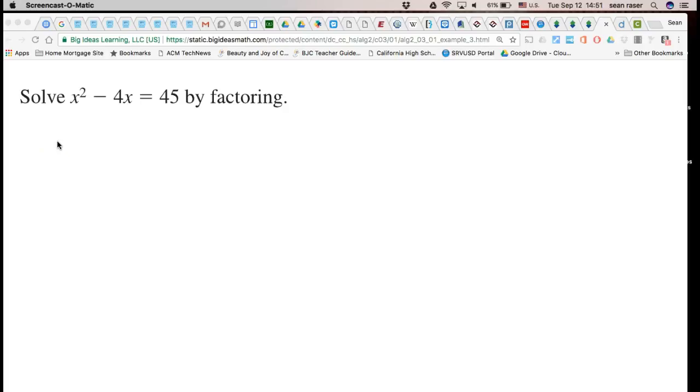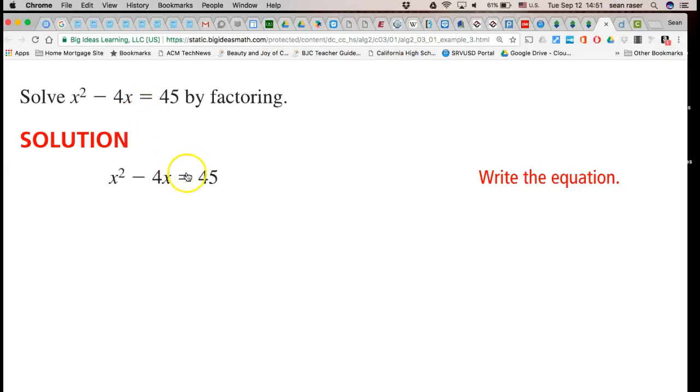two binomials. So what we need to do first, before we can even get ready to factor, we have to make sure that we've put our equation, our function, in standard form. So here we've got x squared minus 4x equals 45. So what we need to do first is we need to subtract 45 from both sides. So now we've got it equal to 0. So x squared minus 4x minus 45 equals 0.